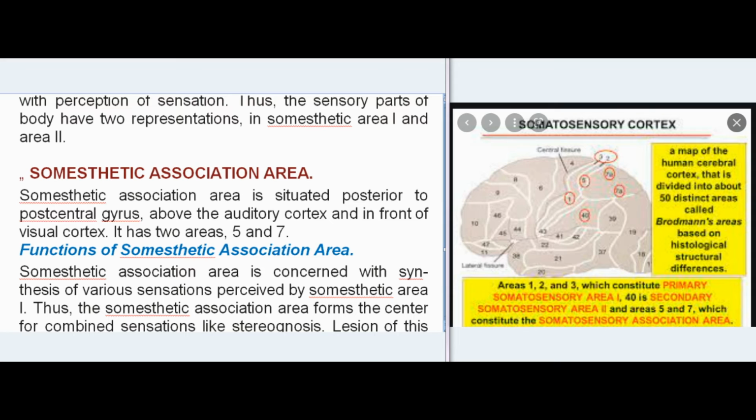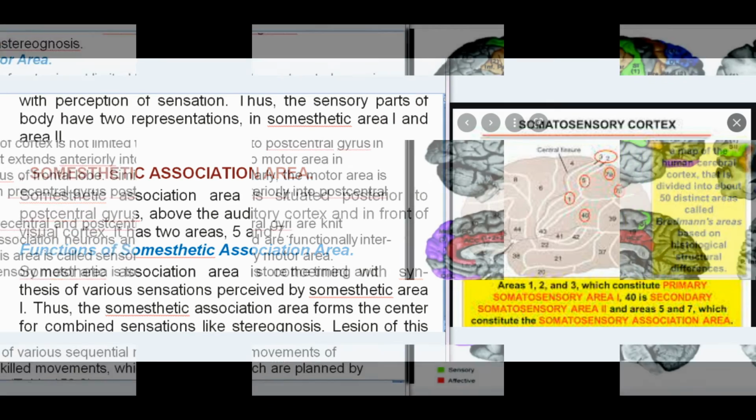Somesthetic association area. Somesthetic association area is situated posterior to post-central gyrus, above the auditory cortex and in front of visual cortex. It has two areas, 5 and 7. Functions of somesthetic association area: it is concerned with synthesis of various sensations perceived by somesthetic area I. Thus, it forms the center for combined sensations like stereognosis. Lesion of this area causes astereognosis.